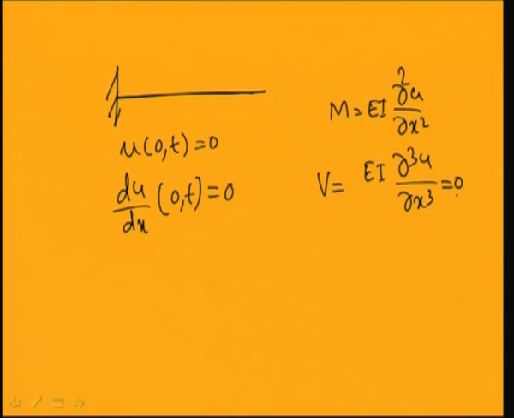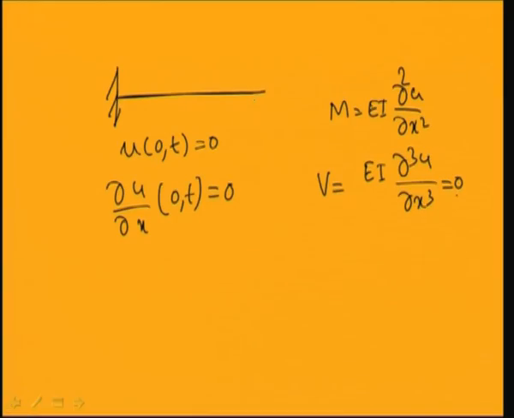So, in this case, on the left side we have displacement u 0 t equal to 0 and slope du by dx. This is not du. As u is a function of x and t, you should write in terms of partial derivative. So, del u by del x at 0 t equal to 0.